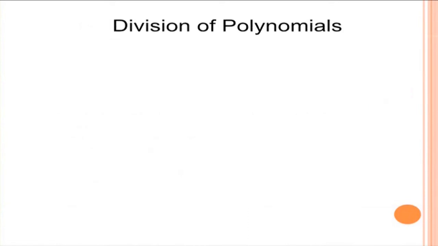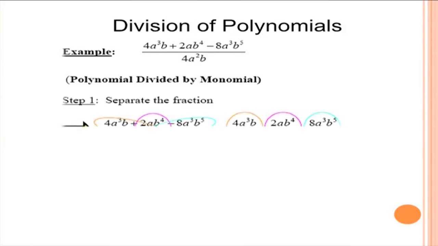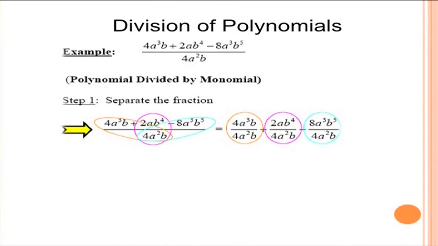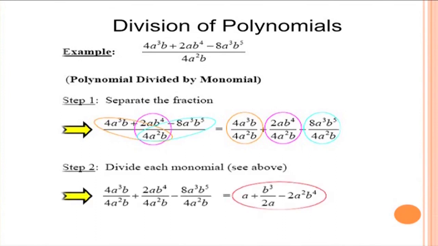The division of polynomials can be learnt as given in the example. 4a cube b plus 2ab to the power 4 minus 8a cube b5 divided by 4a square b. When we divide a polynomial by a monomial, we separate the fractions, that is 4a cube b upon 4a square b plus 2ab to the power 4 upon 4a square b and minus 8a cube b5 upon 4a square b. In the second step, divide each monomial and we get the answer as a plus b cube upon 2a minus 2a square b to the power 4.